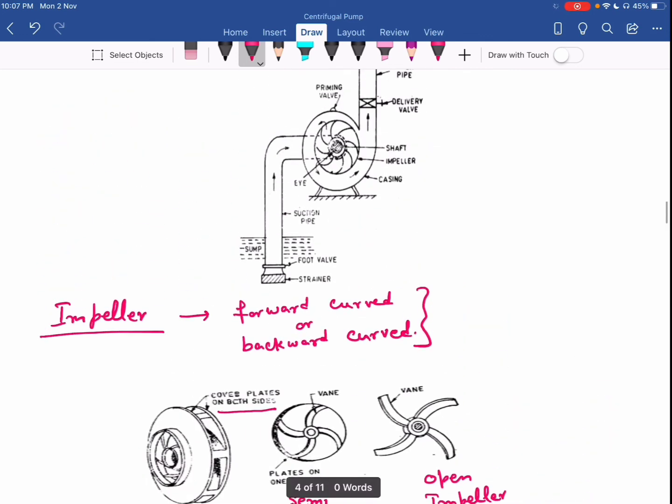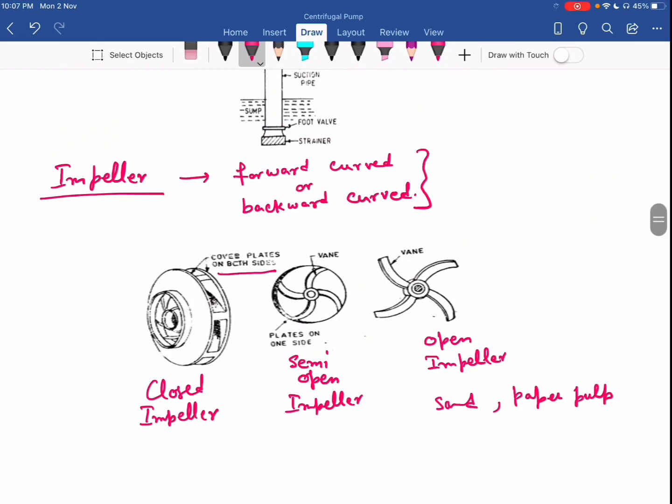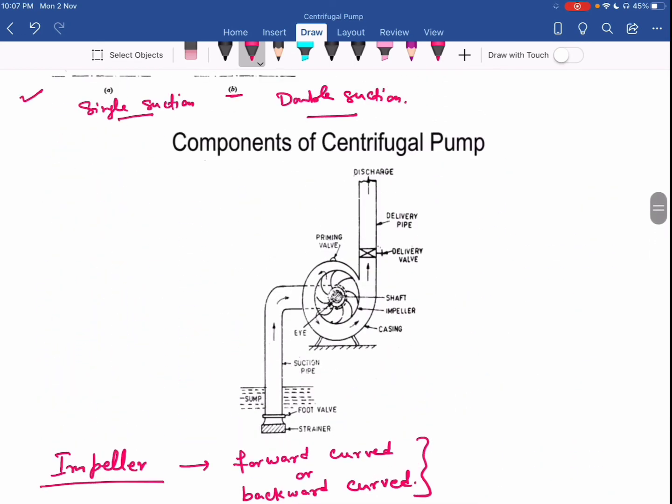Another important component of the centrifugal pump is the casing. We already saw that we have three different shapes of casings: volute or spiral casing, vortex casing, and the diffuser casing.